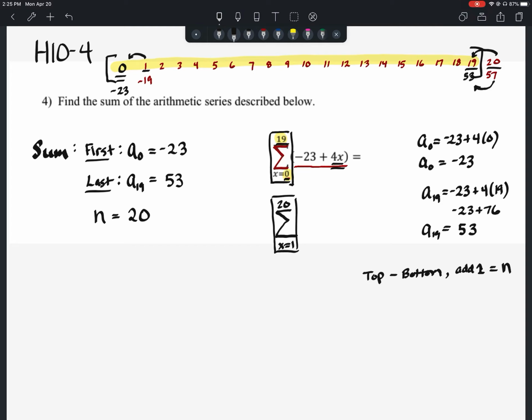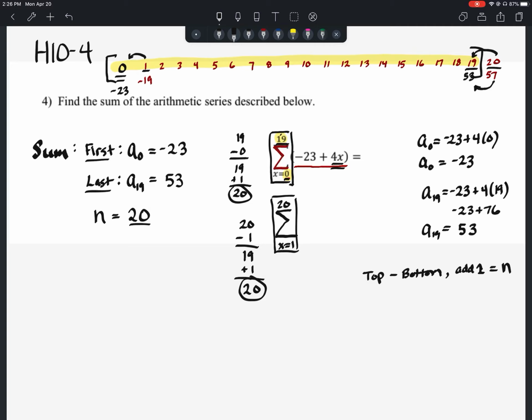So when you see what I'm talking about here, if I did 19 minus 0, so the top number minus the bottom number, that's 19, and I add 1 to it. That gives me 20, and we know that we have 20 terms. Same thing holds true right here. If I said 20 minus 1, that would give me 19, but then I still have to do that plus 1. And it's always just plus 1 after you do it. Top minus bottom plus 1 gives us 20 terms, which we know is what it was. And this works for all different kinds of things.